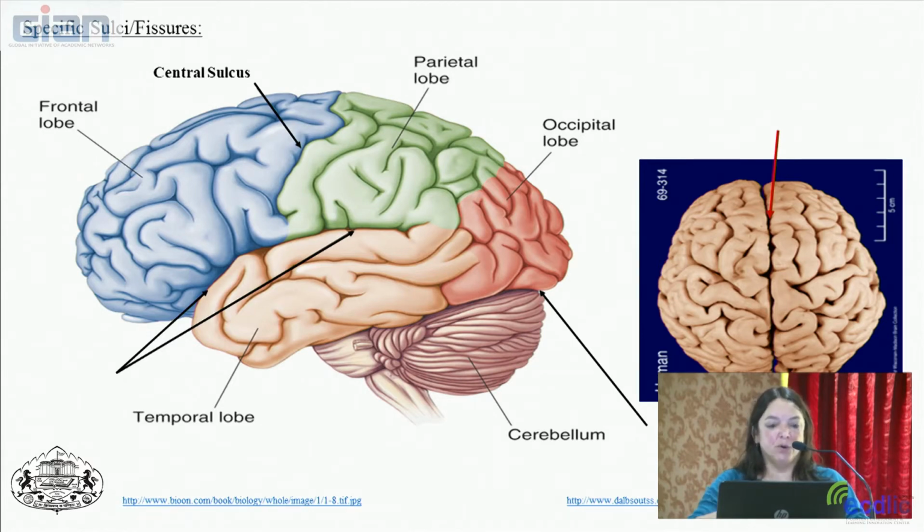The central sulcus is a fissure that divides the frontal lobe from the parietal lobe. The sylvian or lateral fissure divides the parietal and frontal from the temporal. And the transverse fissure here in the back divides the cerebrum of the brain from the cerebellum. And this is the longitudinal fissure that divides the brain into halves.